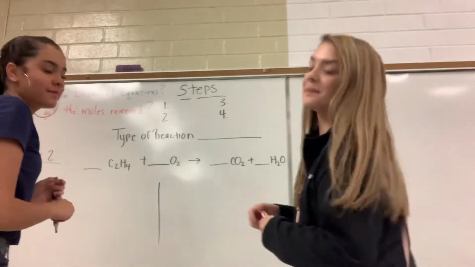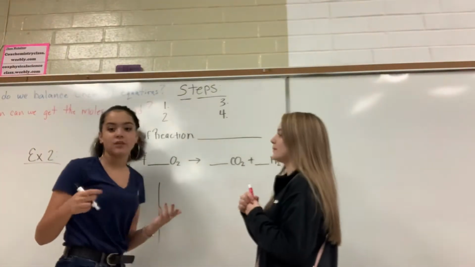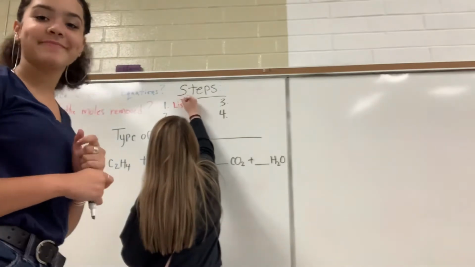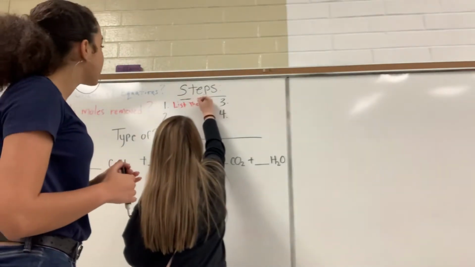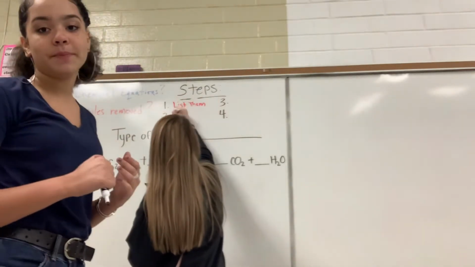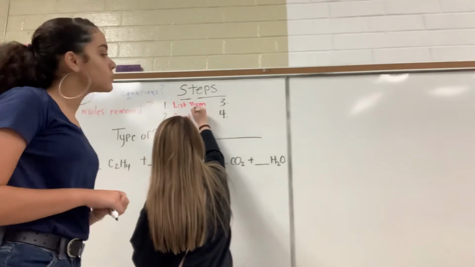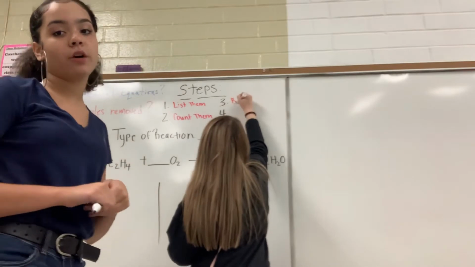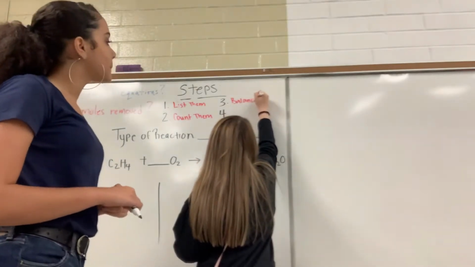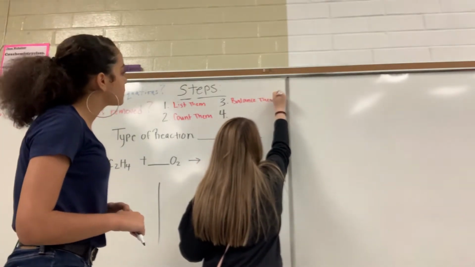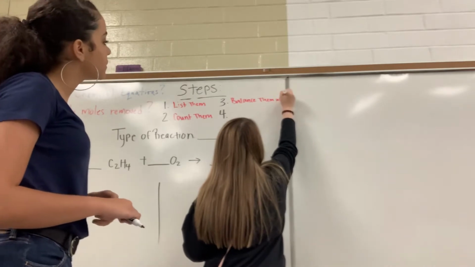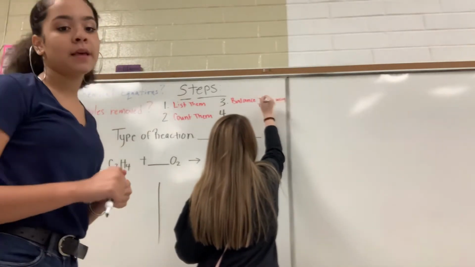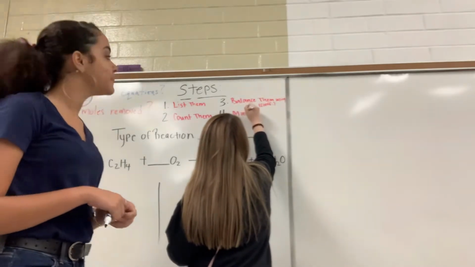And identify them. So we're going to start off with the steps in case you forgot. The first step is to list them. Second step is to count them. Third step is to balance them using coefficients. And the fourth step is to reduce them if needed.